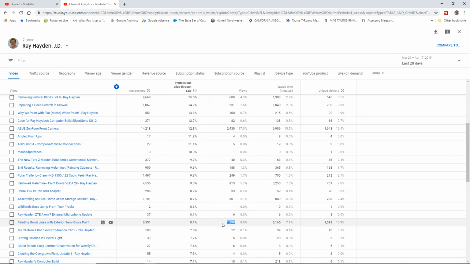Not necessarily the absolute best thing in the world to look at, but you can see here that, of the impressions, there is a click-through impression rate. And that is a sub-portion of the total number of views you got.